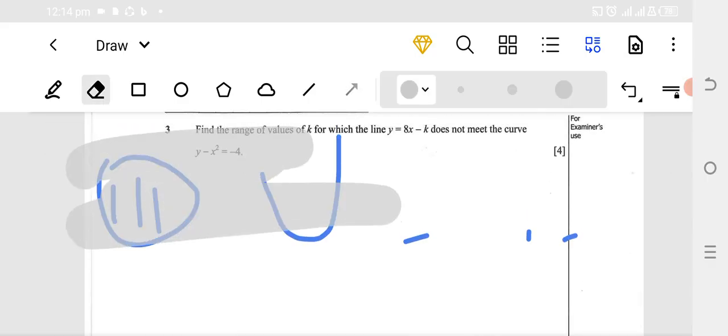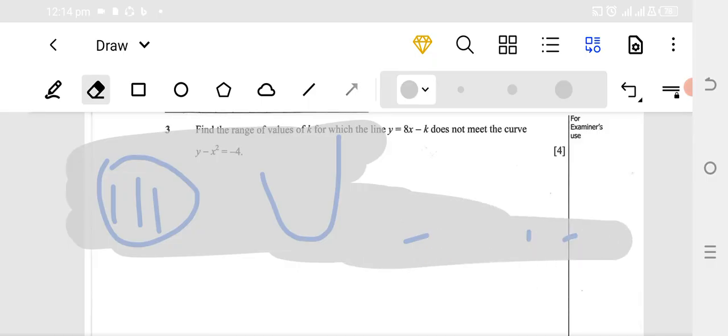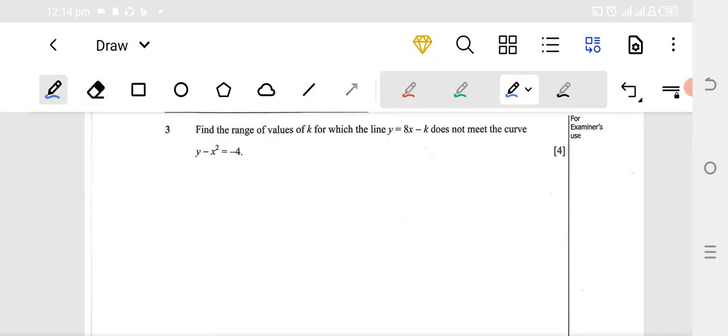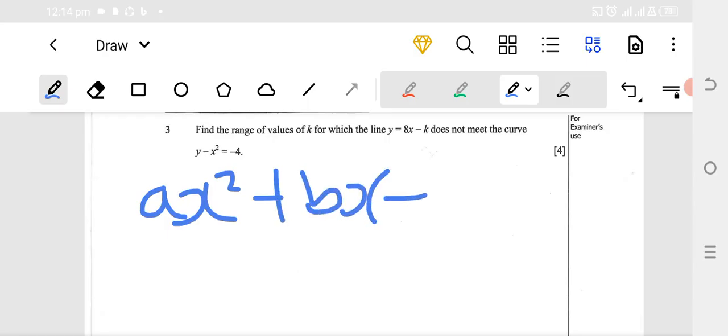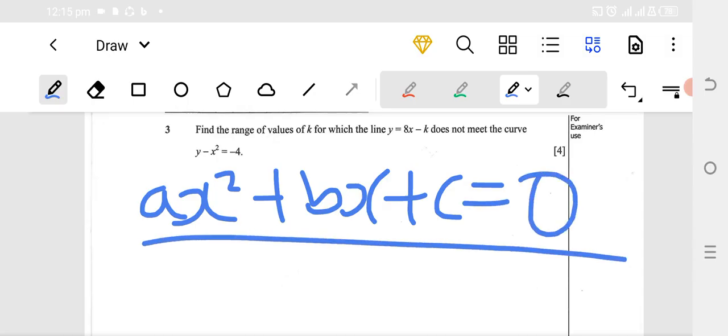So let me just clean up, then we get on with the answering. What you need to know is we need to simplify, and then we form a quadratic equation in this form. This is called the standard form: ax squared plus bx plus c is equal to 0. So we want to leave our quadratic equation in this form. How are we going to do that?